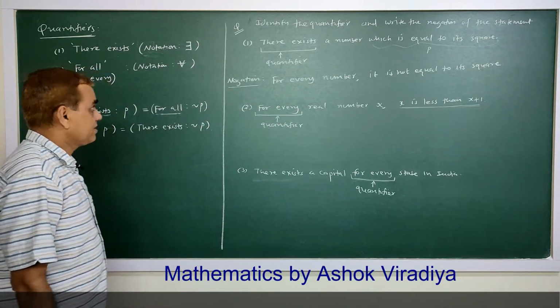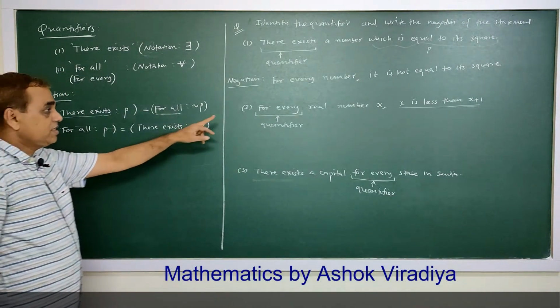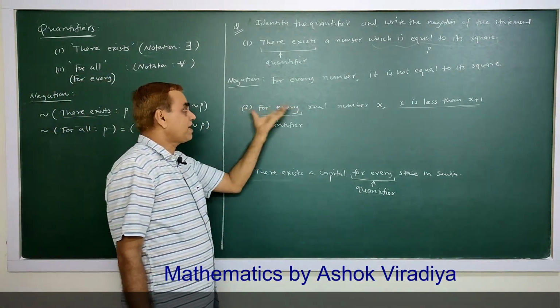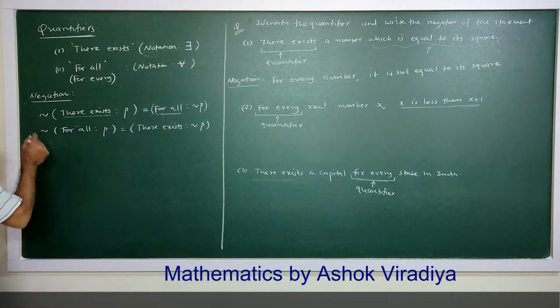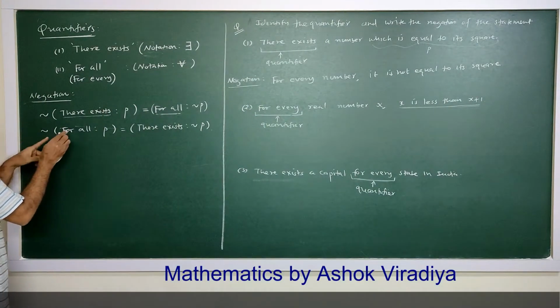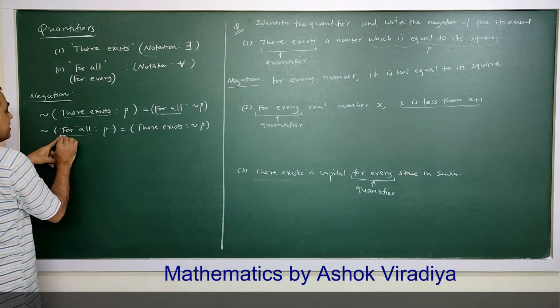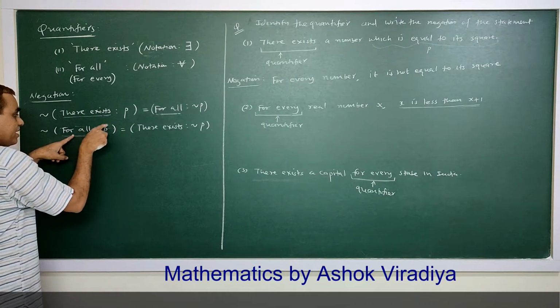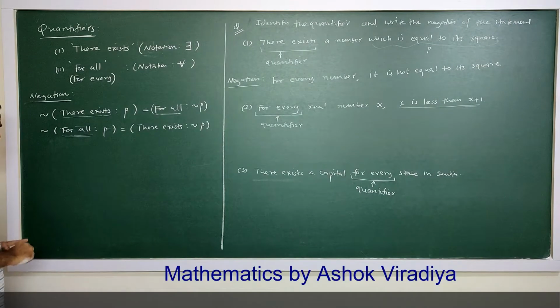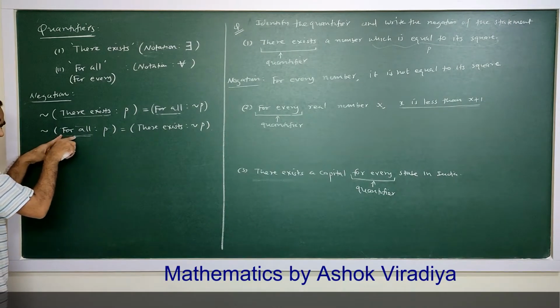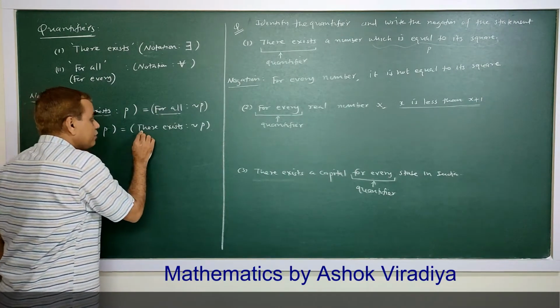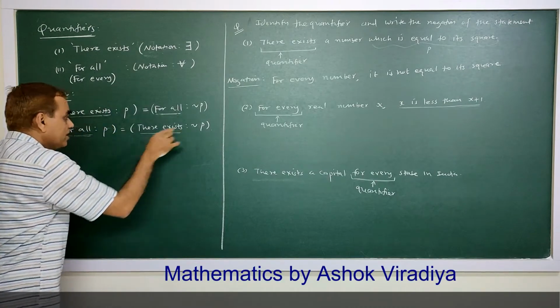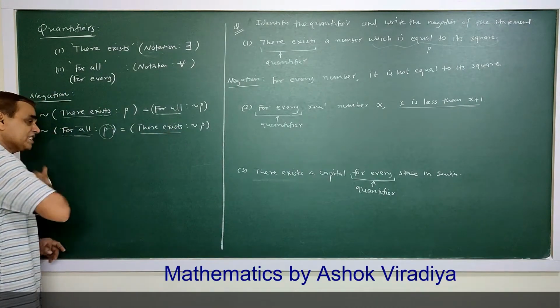Second statement, this is beginning from "for every". Now how to put the negation of a statement beginning from "for every"? For every, then this is the property. Its negation is the negation of every, it begins from "there exists", and put the negation of the inner statement P.